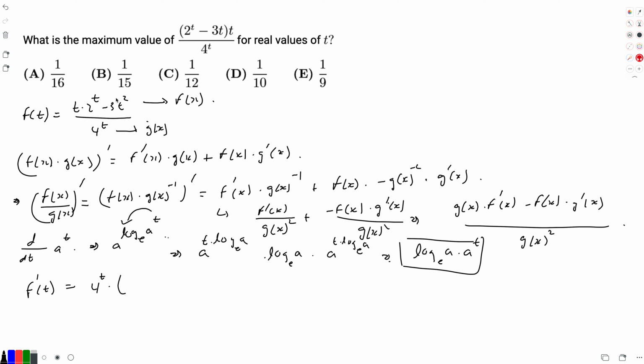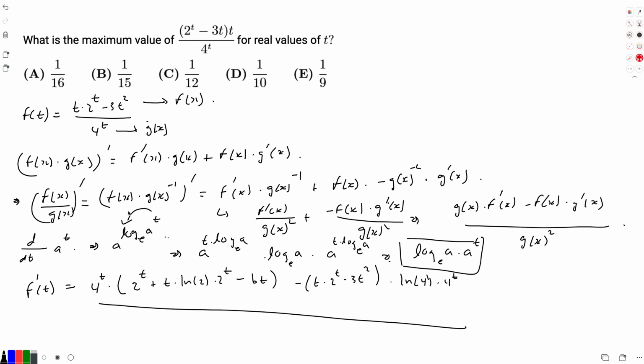if using the product rule on this, we get 2 raised to the power t plus t times ln2 times 2 raised to the power t, and then we have 6t, because we have to differentiate this part over here. And then we have to subtract f of t minus t times 2 raised to the power t minus 3t squared. And then we have to multiply by the derivative of g of x, which is nothing but ln4 times 4 raised to the power t. Okay, and this whole thing is over g of x squared, which is 4 raised to the power 2t.